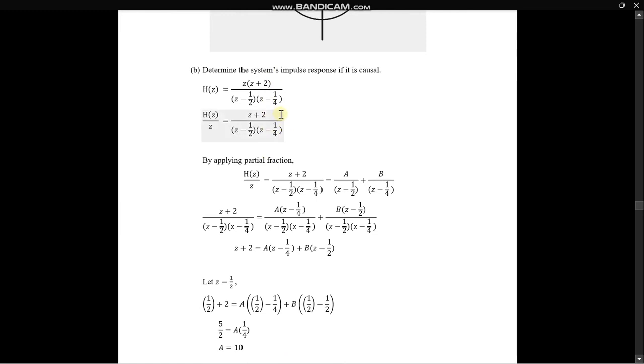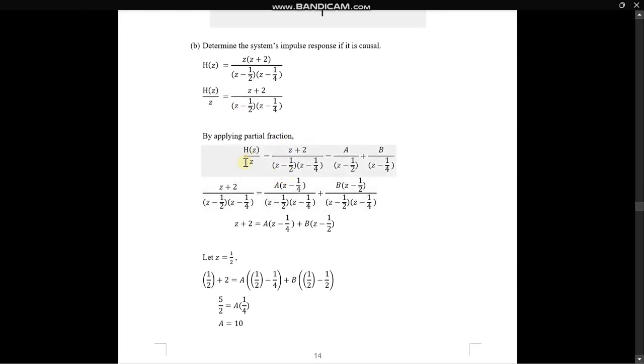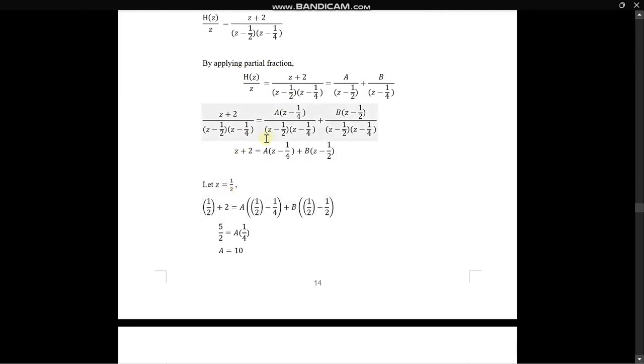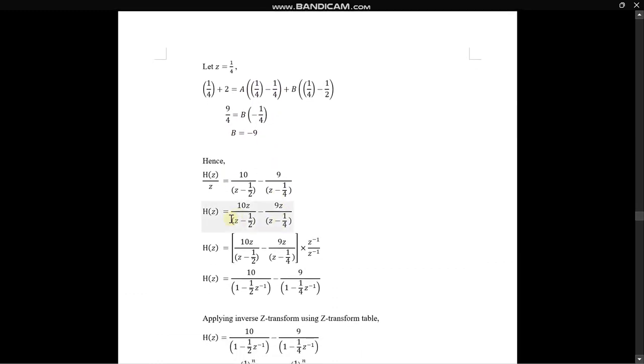For part B, the system impulse response is calculated to determine whether it is causal or not. At first, we move the z to the left side, H(z) over z, to calculate the partial fraction. By applying the partial fraction, we get the answer a equal to 0, b equal to -9. Hence, we get an equation as here. And using the mathematical expression, we get the final answer, which is 10 over 1 minus 1/2 z^-1 minus 9 over 1 minus 1/4 z^-1.